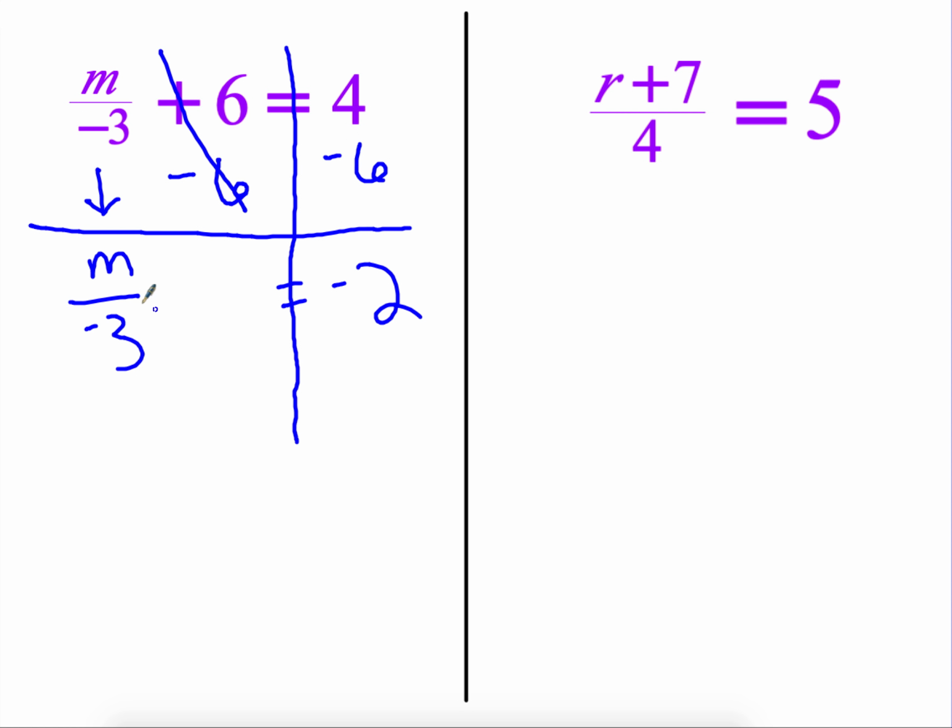Okay. Bring down my m divided by negative 3 equals 4 minus 6 is negative 2. So now so far we haven't done anything different from the other ones. The only difference now is this isn't negative 3 times m. This is m divided by negative 3.